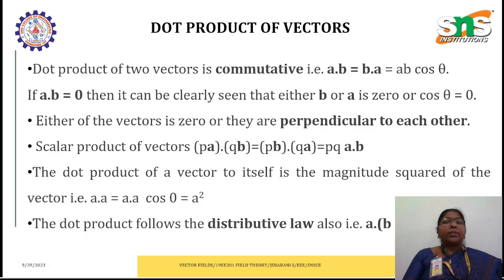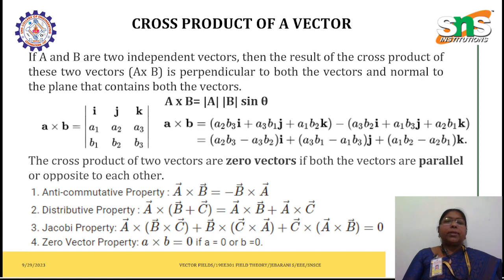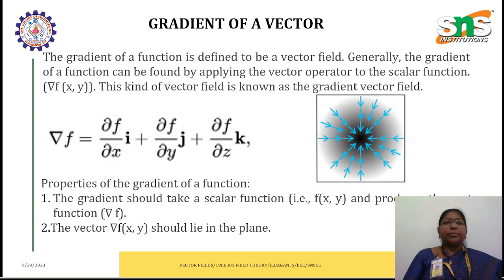Suppose the dot product happens to be 0, it means that these two vectors are perpendicular to each other. If the cross product happens to be 0, it means that these two vectors are parallel to each other. So we can find out whether the vectors are parallel or perpendicular to each other by taking either a dot product or a cross product.